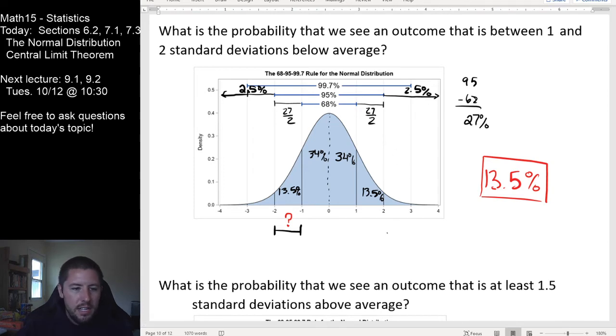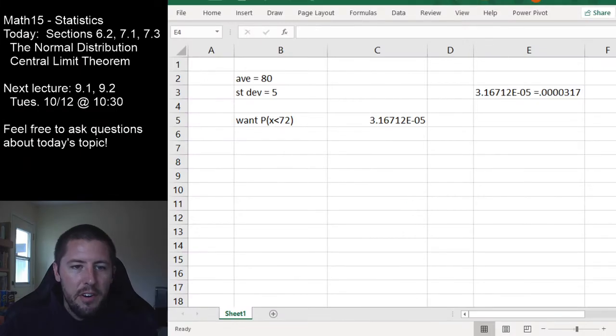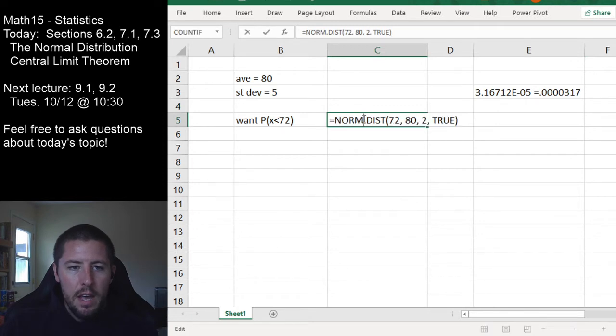I know that this answer we just got in Excel seems extremely small relative to what the empirical rule told us. So now I'm going to go back, after my moment of panic, and fix it. It looks like I just typed in our information a little bit wrong. 72 was the x value of interest, 80 was the average, but I accidentally typed in 2 here for the standard deviation instead of 5 like we were supposed to.